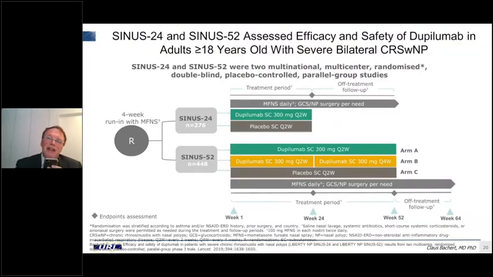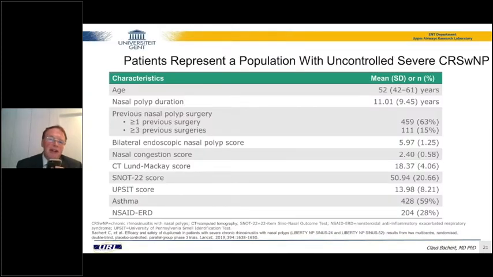The Sinus 24 and Sinus 52 Liberty trials were actually just published last year, showing phase 3 trials in more than 700 patients over 24 or 52 weeks, and from there we have the names, with dupilumab subcutaneously 300 milligram every 2 weeks in principle versus placebo, and there was a variation of the dosing of dupilumab also with 4 weekly injections. These patients have uncontrolled severe chronic rhinosinusitis in terms of that they have a lot of polyps, a polyp score of about 6, but certainly they do have prior surgery. 63% of these patients had prior surgery.